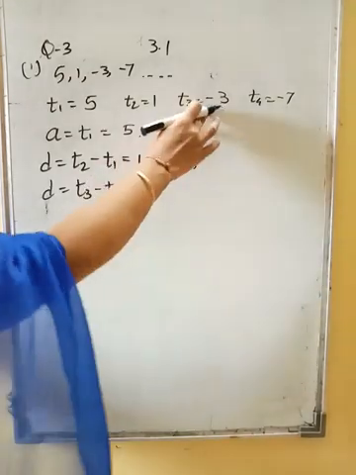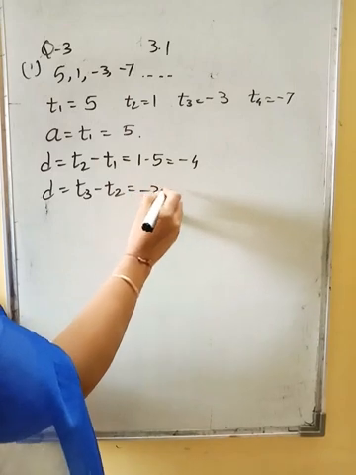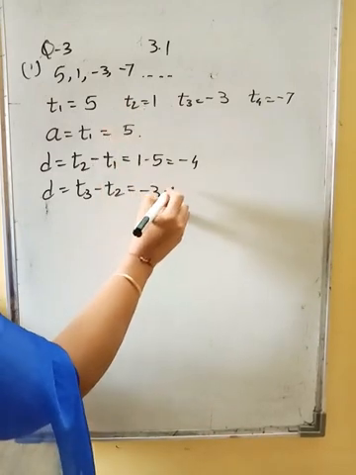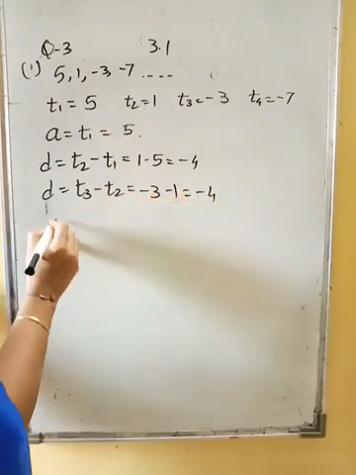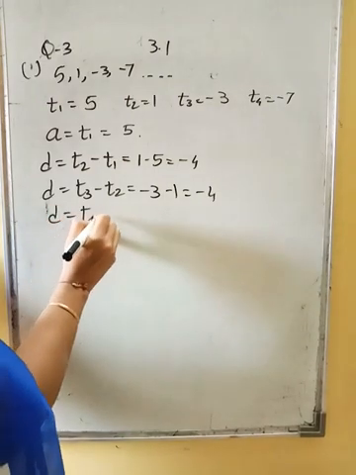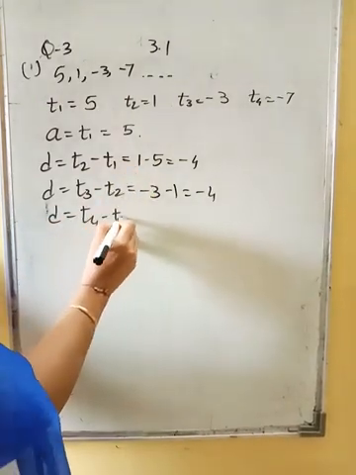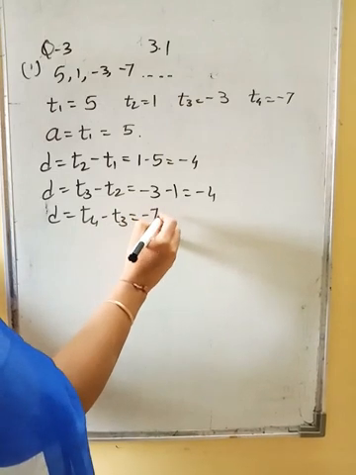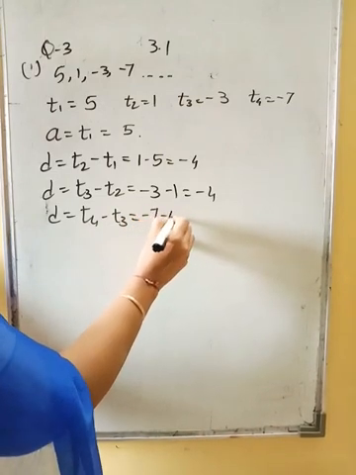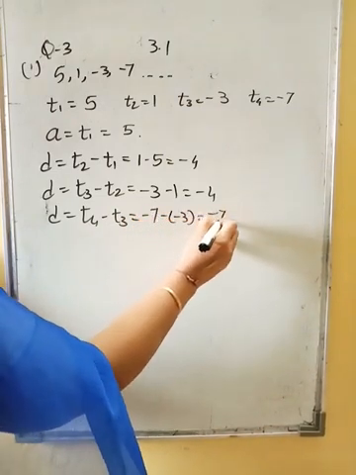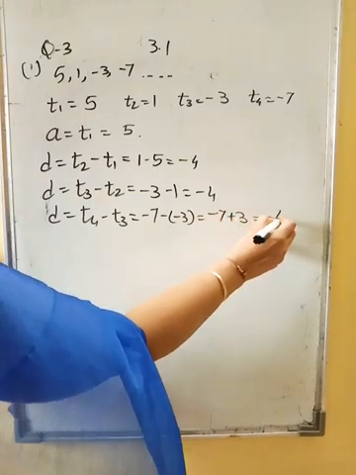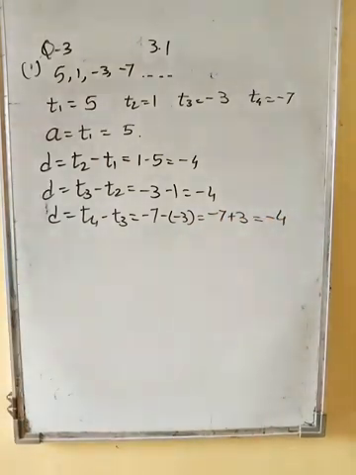So you have T3 is minus 3 and T2 is 1. So that also gives 2. Check it with the next term also, as they have given. So it is minus 7 minus minus 3. So minus 7 plus 3, which comes out to be minus 4.